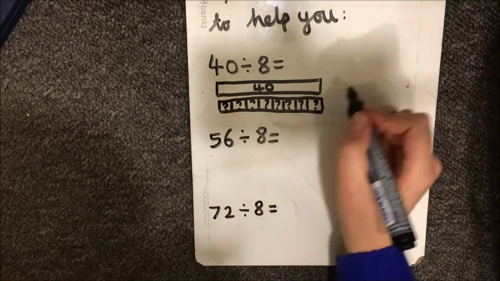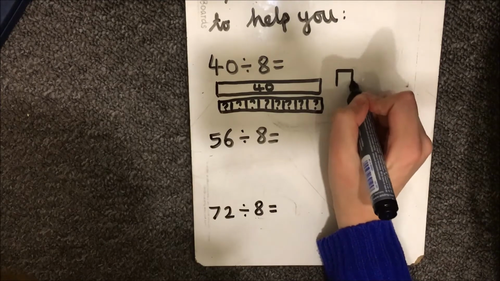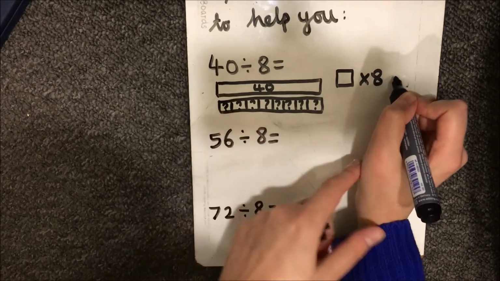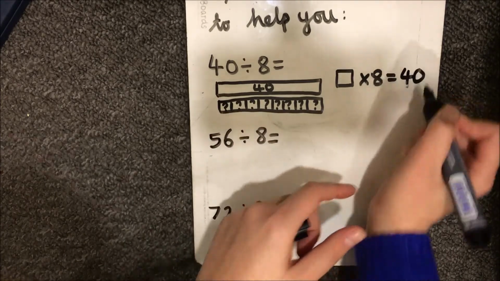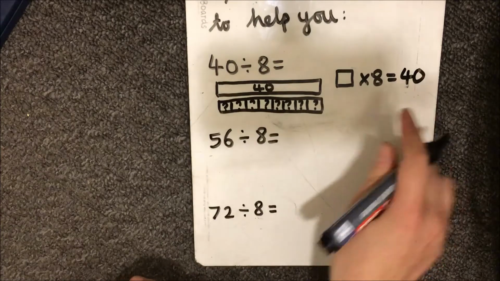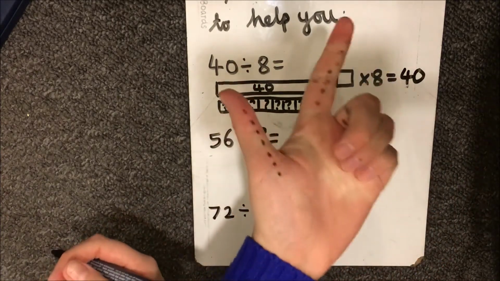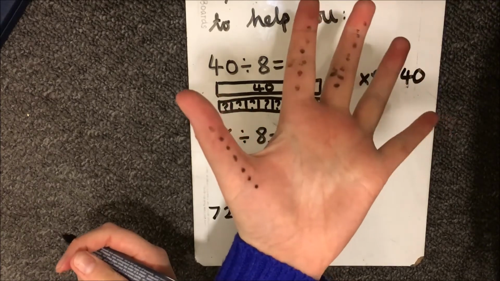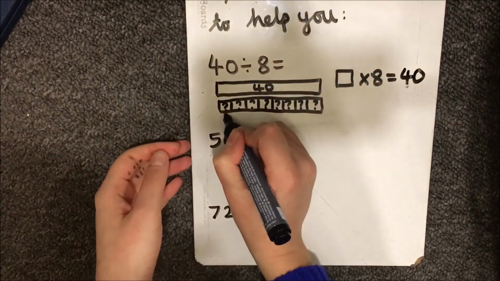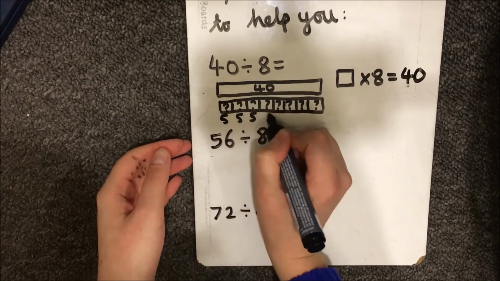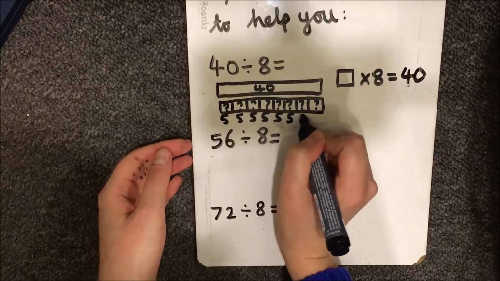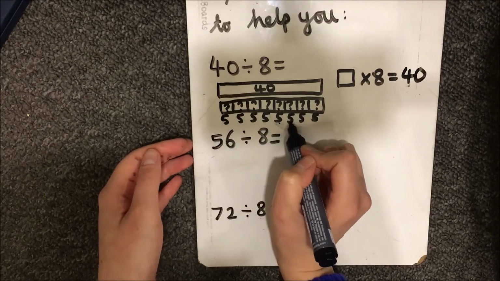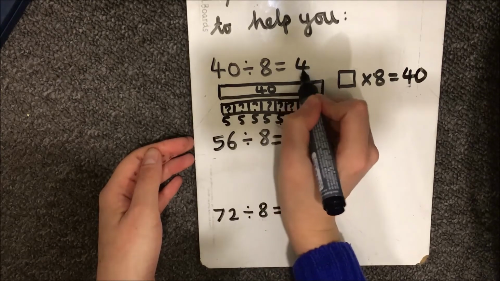So I know something times by 8 is the same as 40. So I can count in 8s to 40. 8, 16, 24, 32, 40. How many times did I count 8? 5. So in every one of these, there's going to be 5, and we can check. 5, 10, 15, 20, 25, 30, 35, 40.